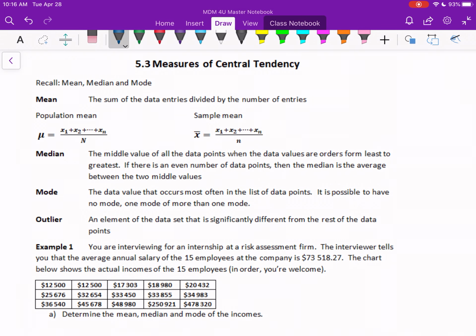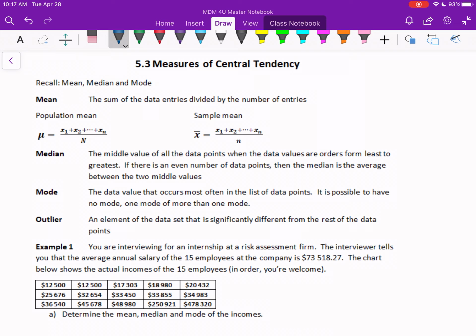In this lesson, we're going to look at some measures that have to do with one variable data sets. In fact, the next few lessons will have to do with one variable data sets. So this first one has to do with what's called measures of central tendency.